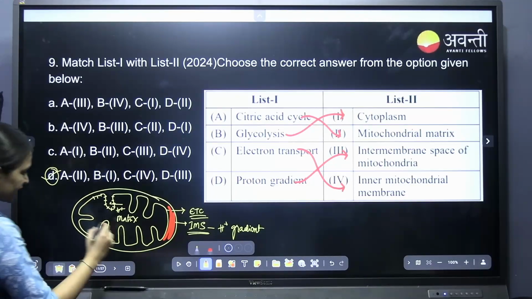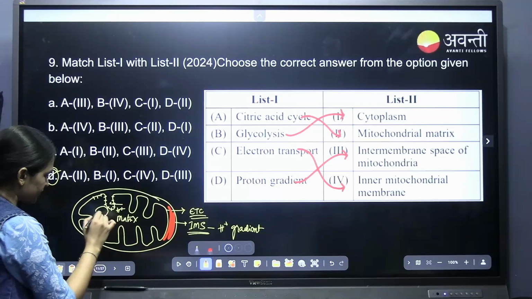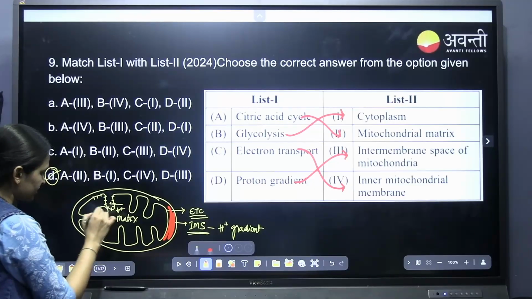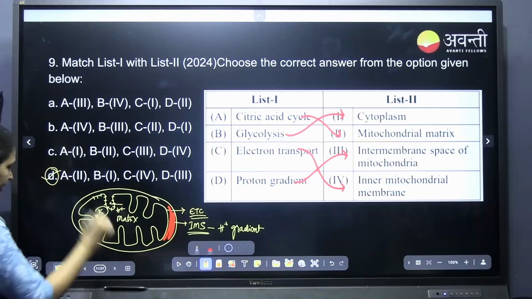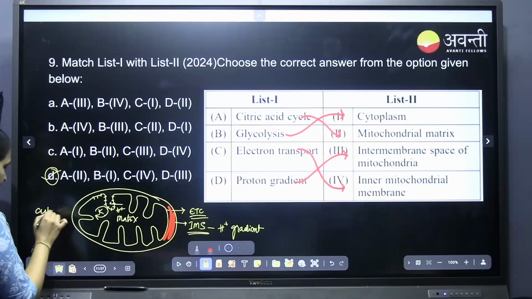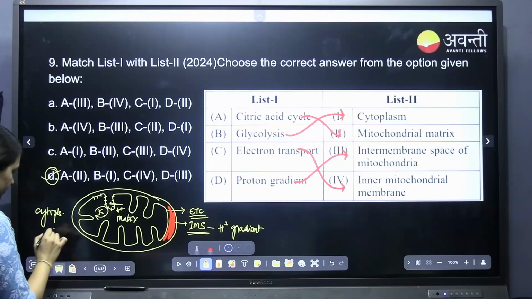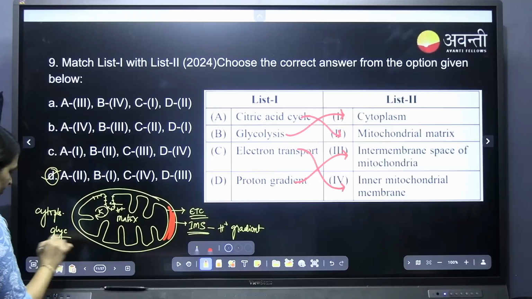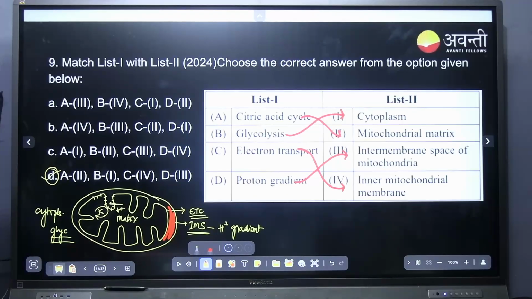Understood? And Krebs cycle will be taking place here in the matrix. And if this is a cytoplasm, here glycolysis will be taking place. Glycolysis in the cytoplasm. Understood?